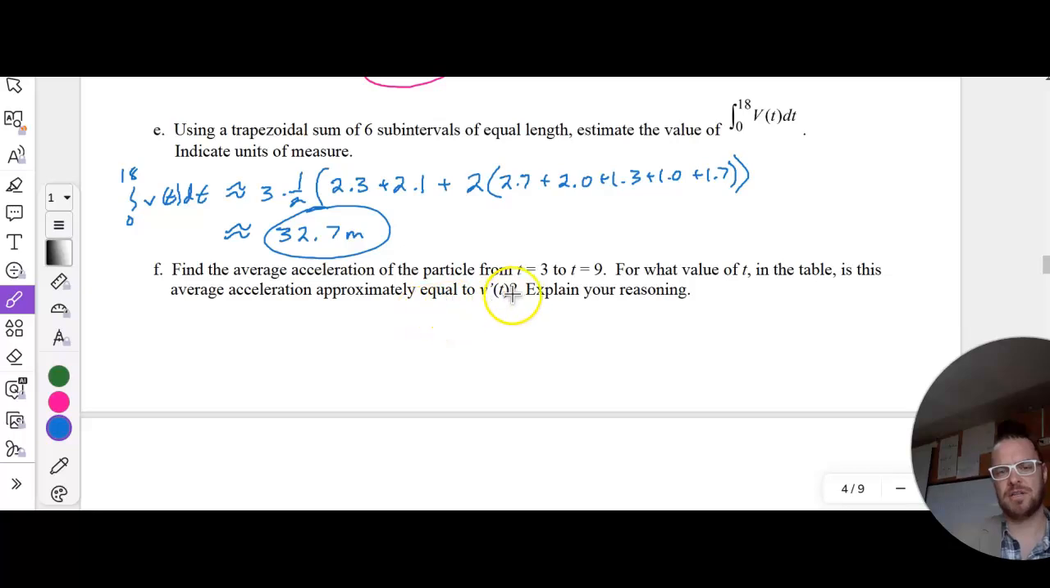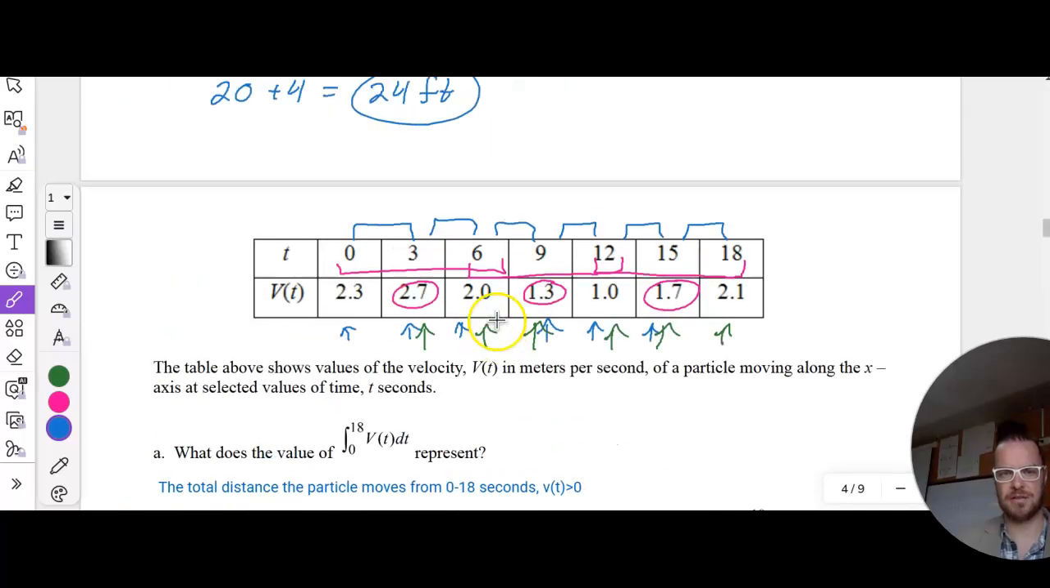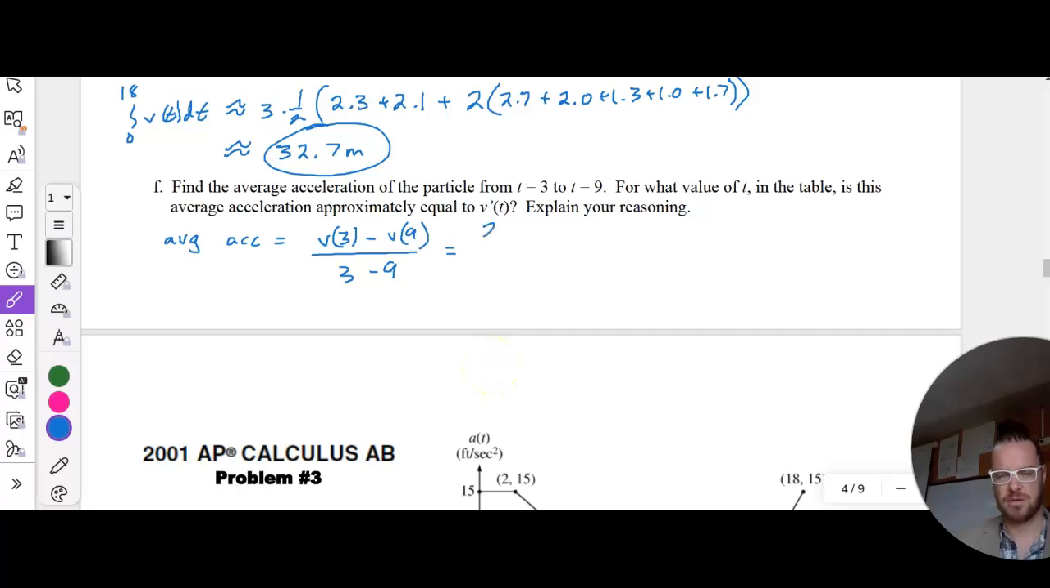All right, find the average acceleration of the particle from 3 to 9. For what value of t in the table is the average acceleration approximately equal to v prime of t, or a of t, and explain your reason. All right, so our average acceleration here, that's where we would just find our v of 3 minus v of 9 over 3 minus 9. If we do that, v of 3 is 2.7 and v of 9 is 1.3. So 2.7 minus 1.3 over negative 6.